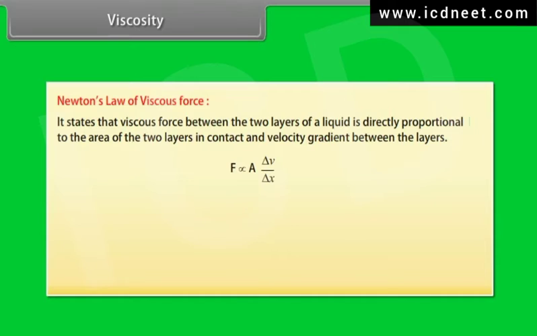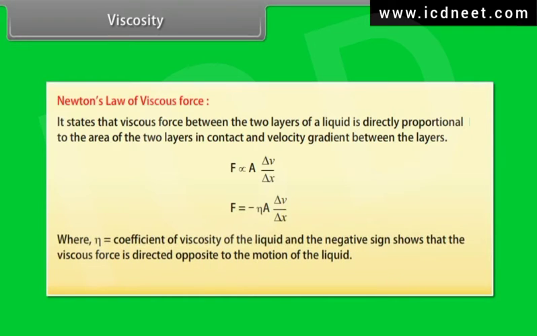F is directly proportional to A times delta v upon delta x. This equation can be written as F = −ηA (delta v upon delta x), where η is the coefficient of viscosity of the liquid, and the negative sign shows that the viscous force is directed opposite to the motion of the liquid. Its dimensional formula is M L^−1 T^−1.